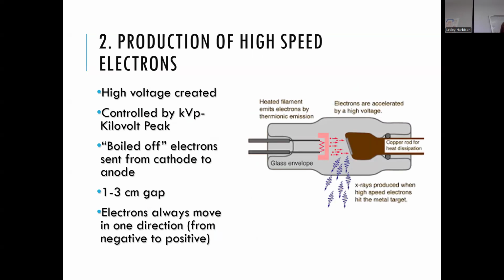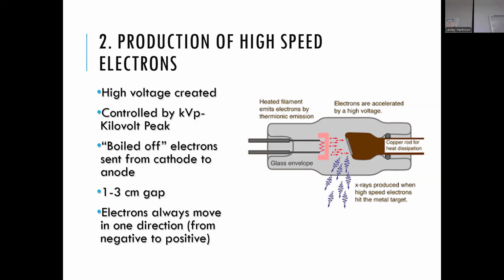Okay, so slide number 13. So the second step, number 2, production of high-speed electrons. So the electricity from the wall kind of splits off, and there's two things that we talk about. We talk about MA, which I already mentioned, and then we talk about KVP, the kilovolt peak. And we'll talk about why that happens in another lesson. But basically those two things control different aspects.